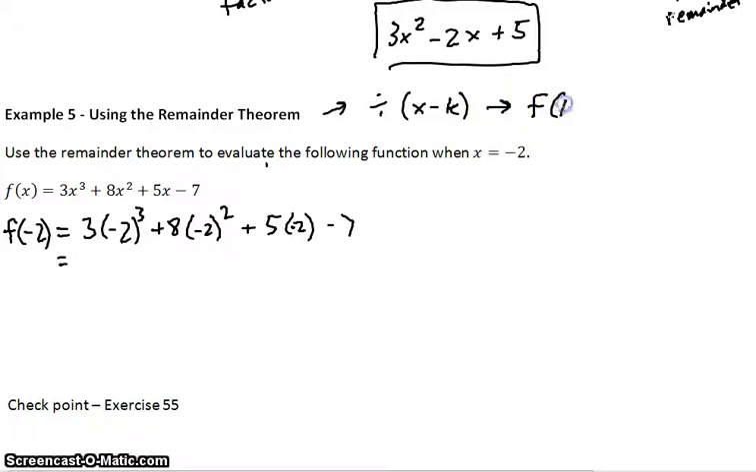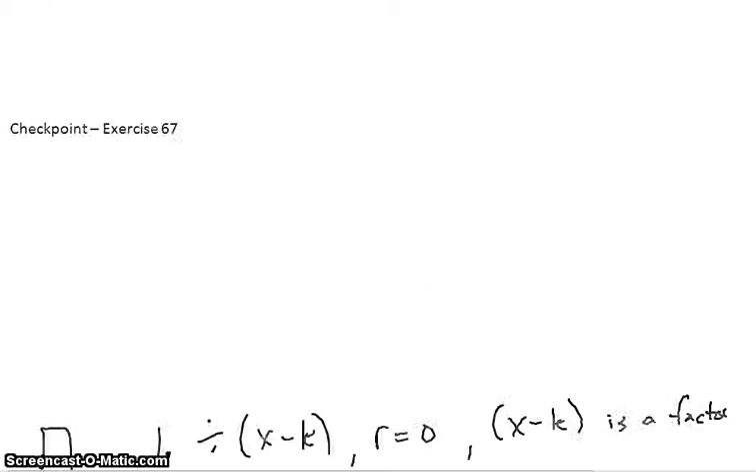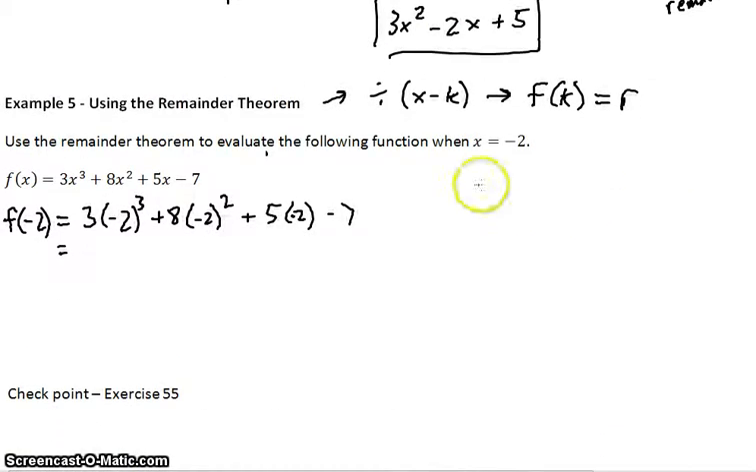Your function value is equivalent to whatever your remainder is. So that's your second note. The second note is that your function value at that point, whatever you're dividing by, is equal to whatever your remainder is. So how does this work?